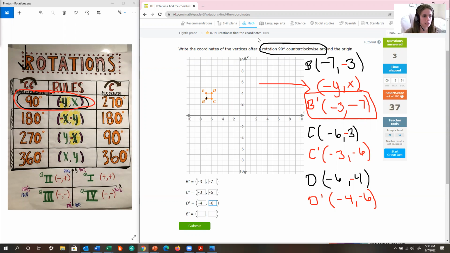And last but not least, we're going to do E prime here. We got just enough room. So E is currently, as a pre-image, located at -7, 4. We apply our rule for our 90 degrees counterclockwise rotation. We make our Y value the opposite. So +4 becomes a negative, and then we flip our coordinates around.